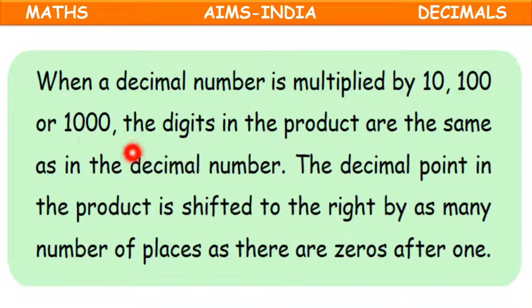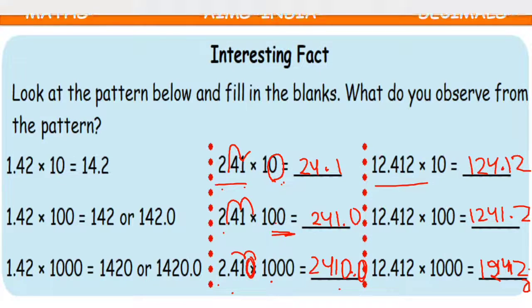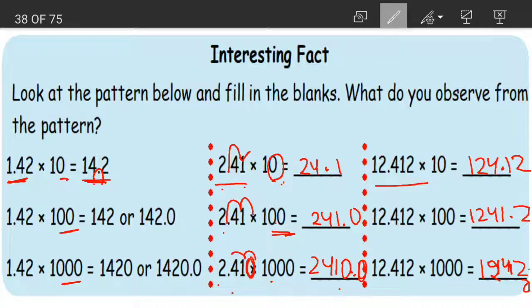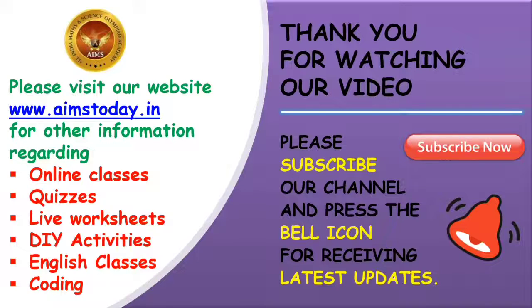Multiplication by 10. When a decimal number is multiplied by 10, 100 or 1000, the digits in the product are the same as in the decimal number. The decimal point of the product is shifted to the right by as many number of places as are there in the zeros after 1. See here the product is same. Here we are having 142 and even in the product we will have the same digits that are 1, 4 and 2. The only difference comes in the decimal point. Where are we placing it? Depending on the number of zeros here, the decimal point will move so many places to the right.